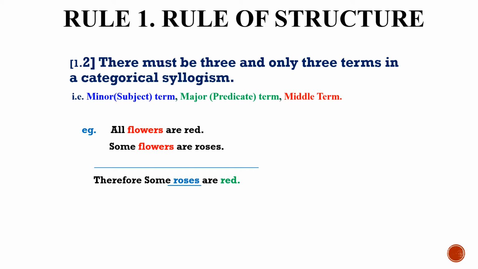Here roses is the subject of the conclusion. This is the first term. Then the second is red, which is the predicate of the conclusion. This is the second. Then the third is the middle term, flowers. So we have three terms in this categorical syllogism. Now we come to the next.